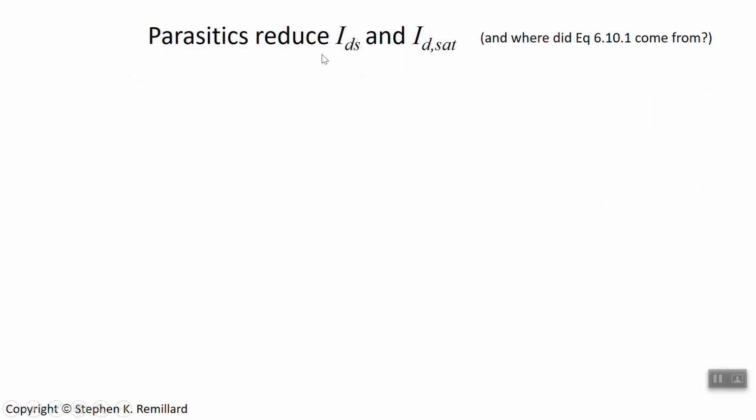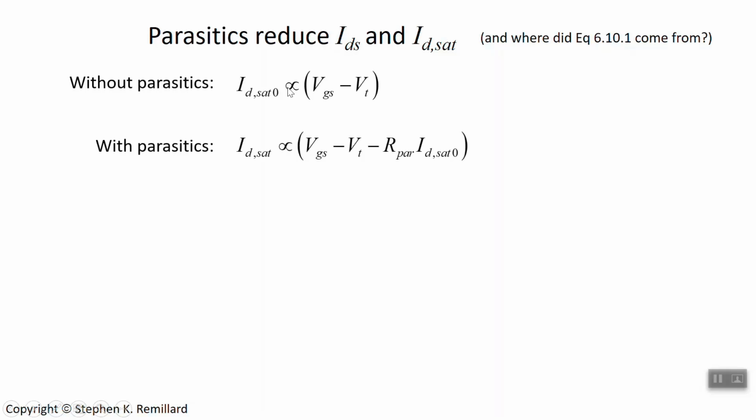Let's look at the effect on the drain source current and the saturation of the drain source current. And then we're going to explain where this mysterious equation 6.10.1 came from. So we have two considerations, one with and one without parasitics. If you have a pristine situation, ideal situation, where there are no parasitic resistances, the drain source saturation current is proportional to the gate source voltage minus the threshold. That's stated clearly in equation 6.9.14.